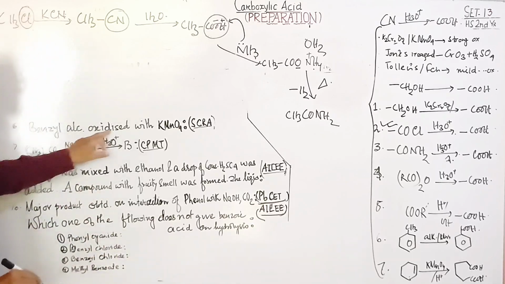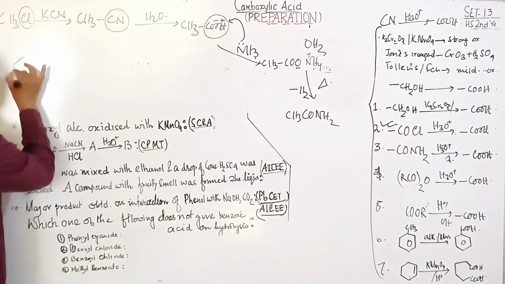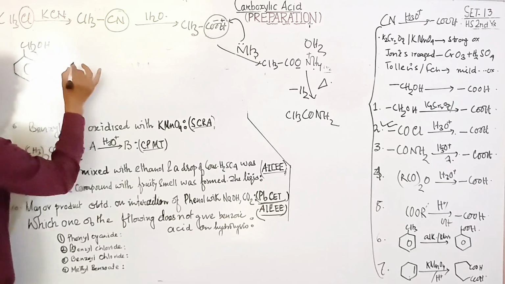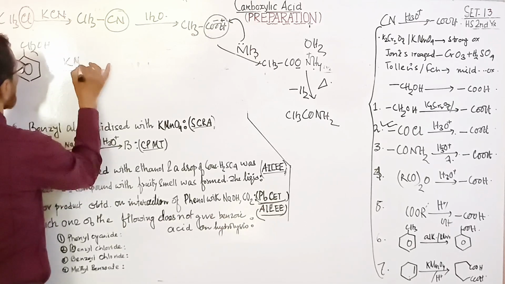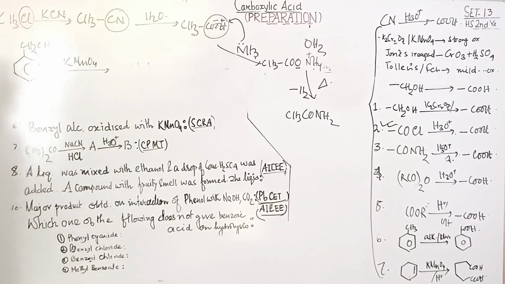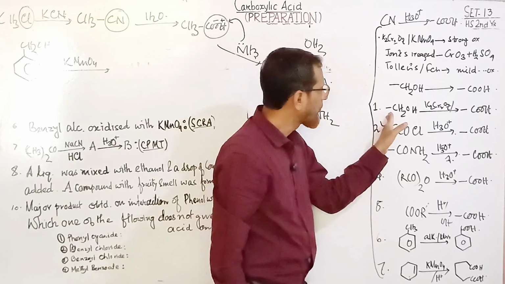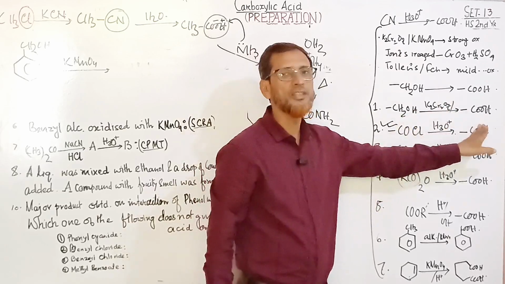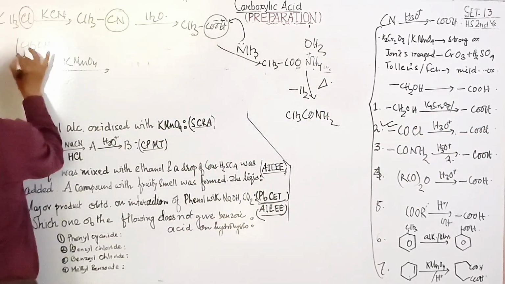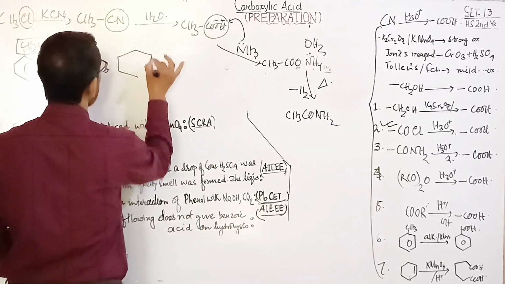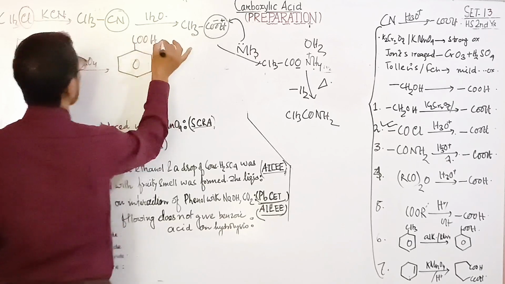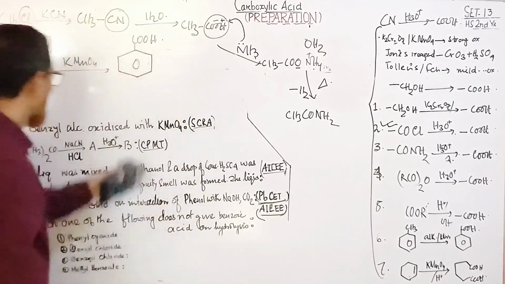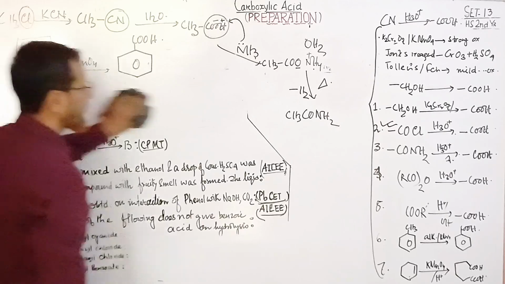Next one is benzyl alcohol oxidized with KMnO4. What is benzyl alcohol? This is benzyl alcohol, with KMnO4. Very often I told you, CH2OH upon oxidation with K2Cr2O7 or KMnO4 becomes directly COOH. So this CH2OH will convert into COOH, so your answer is benzoic acid. So benzyl alcohol oxidized with KMnO4 will give you benzoic acid.